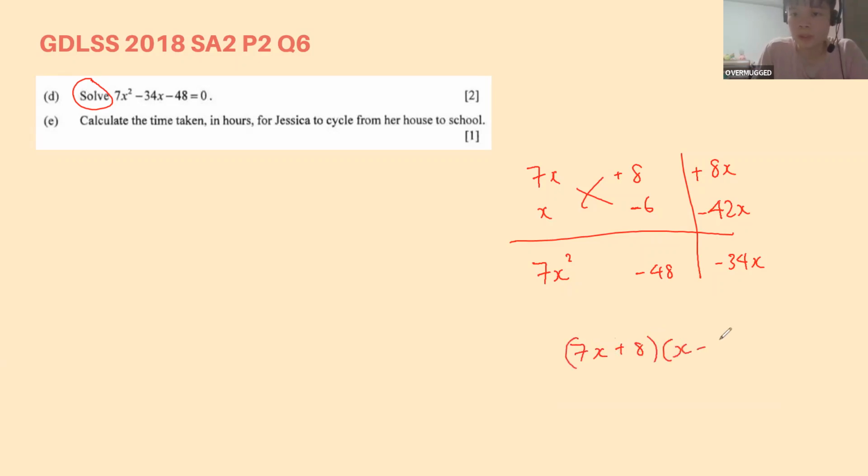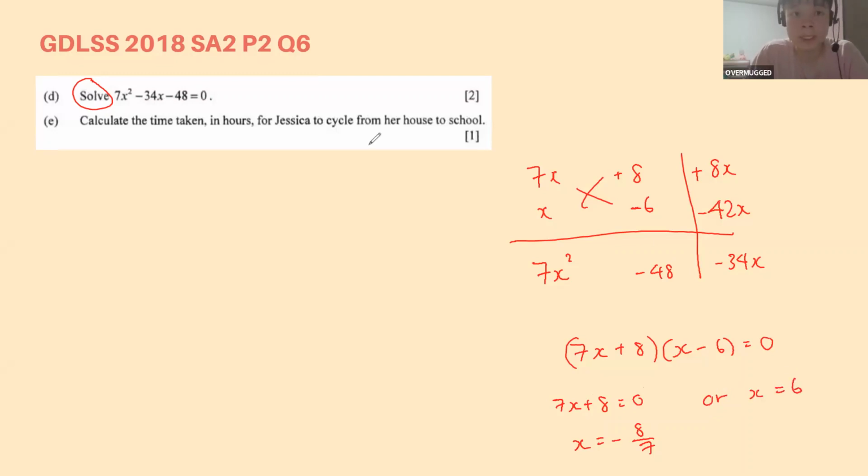Okay, x minus 6 equals 0. So this equals 0 or this equals 0. Okay, x equals negative 8 over 7, or you can change to mixed number, or x equals 6.